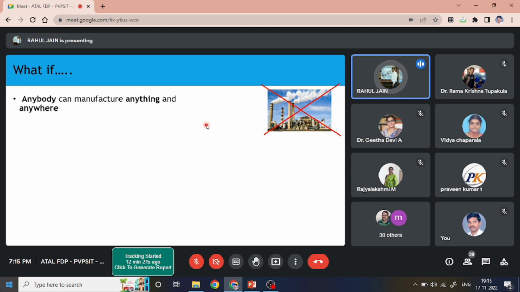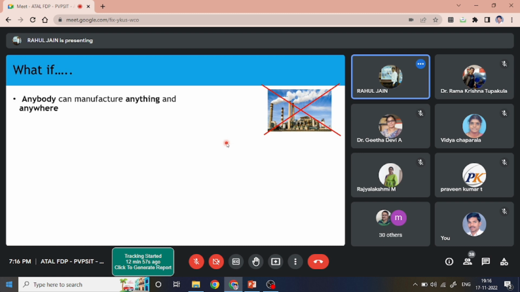Let me pose certain questions which are relevant to the additive manufacturing process. First, what if anybody can manufacture anything anywhere? What do I mean? Right now, if you want to manufacture a certain product, we need to set up a very big industry. You need to purchase sophisticated equipment. There has to be an assembly line, which requires a lot of capital investment, because of which everybody cannot afford to initiate a business, specifically if you want to manufacture a sophisticated product.